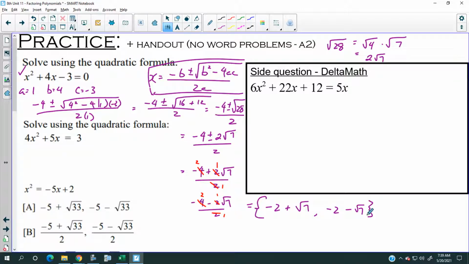You could use brackets if you want. You could use x equals if you want. Now, let me rearrange this just so that I can give myself more space. Hold on one second.